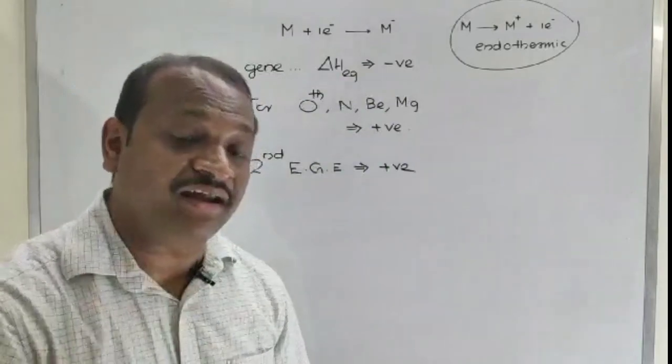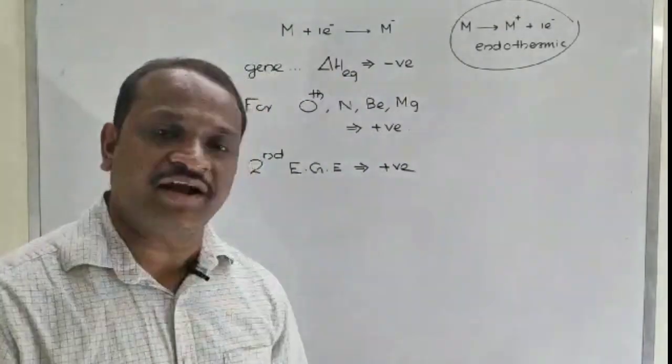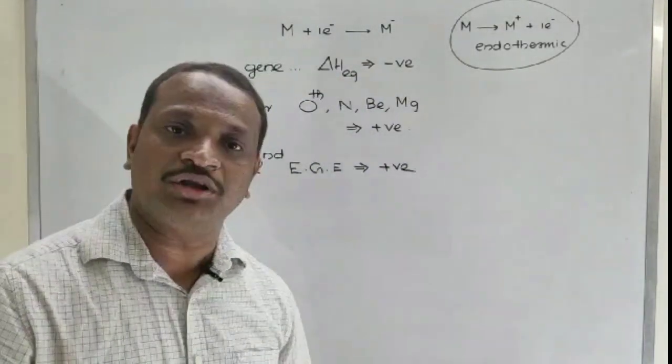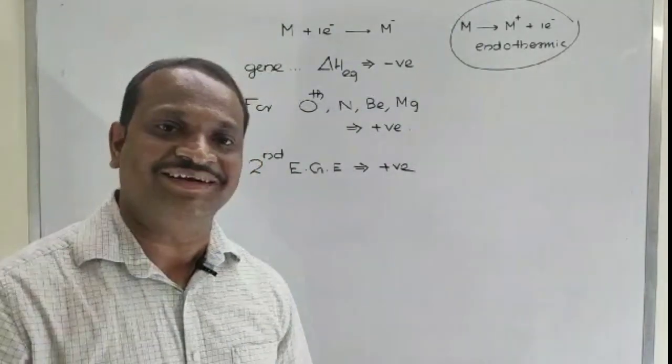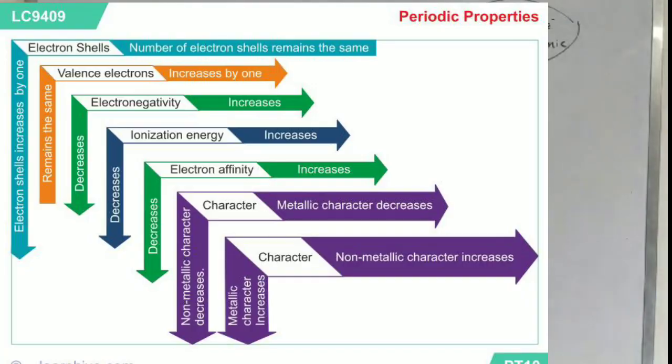And what's the trend here? The trend is exactly like ionization enthalpy. Once we come down the group, ionization enthalpy decreases. So I'll just show the trend. Once we come down the group, what happens with ionization enthalpy? It decreases. In a similar manner, we can say that electron gain enthalpy also decreases. And here we know ionization enthalpy increases. Similarly, we can say that electron gain enthalpy also increases.